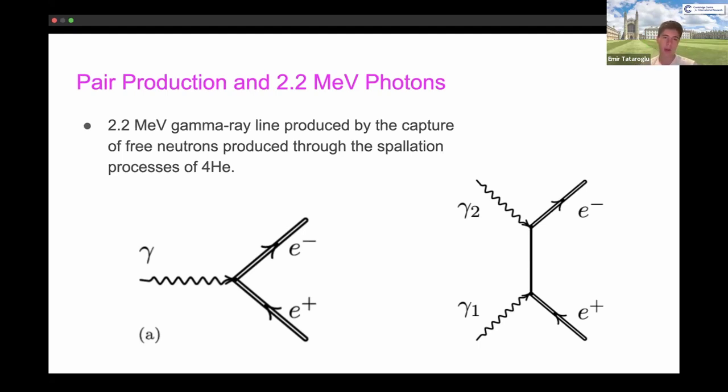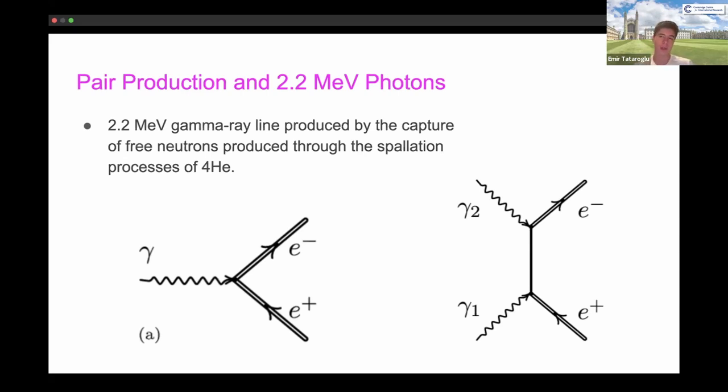This particular energy band, 2.2 megaelectron volts, is emitted from this thing called the spallation process of helium-4, which is helium with two neutrons and, of course, two protons. Because it collides with incoming free-falling particles like protons, what happens is it would emit a 2.2 megaelectron volt gamma ray photon. And that's what we focus on here. Now, a lot of stuff can happen to these gamma ray photons when they're emitted from the atmosphere.